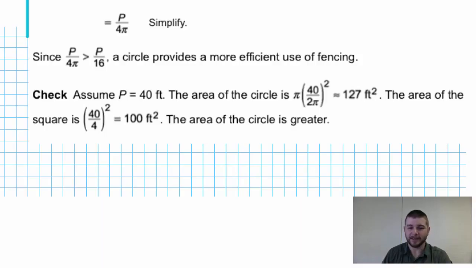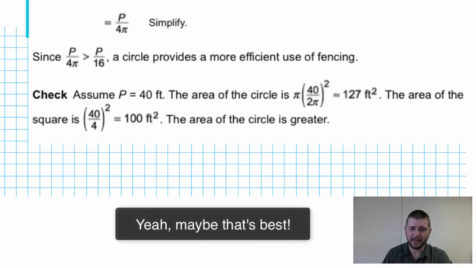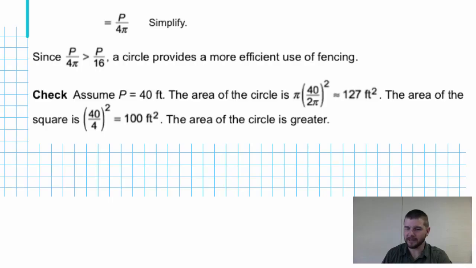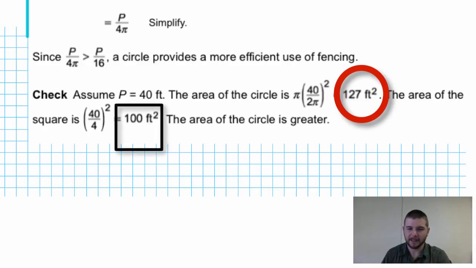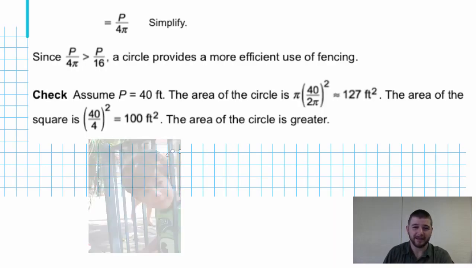Plug in 40 and just ensure that it works, that truly a circle would have the, let me just read this. Assume p equals 40 feet. The area of the circle is pi times 40 over 2 pi squared. That's about 127 square feet. With the square, we get about, well, we get exactly 100 square feet. So using the same amount of fencing, we get greater area with the circle. Go figure. Plus, with the circle, there are no corners for the kids to get stuck in.